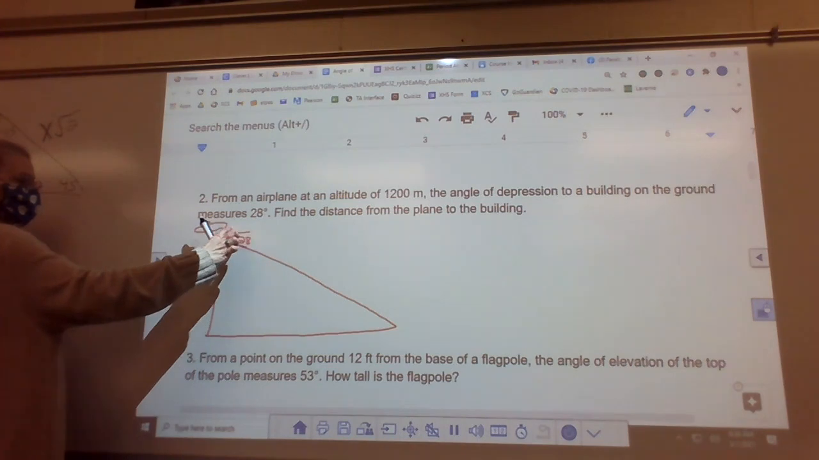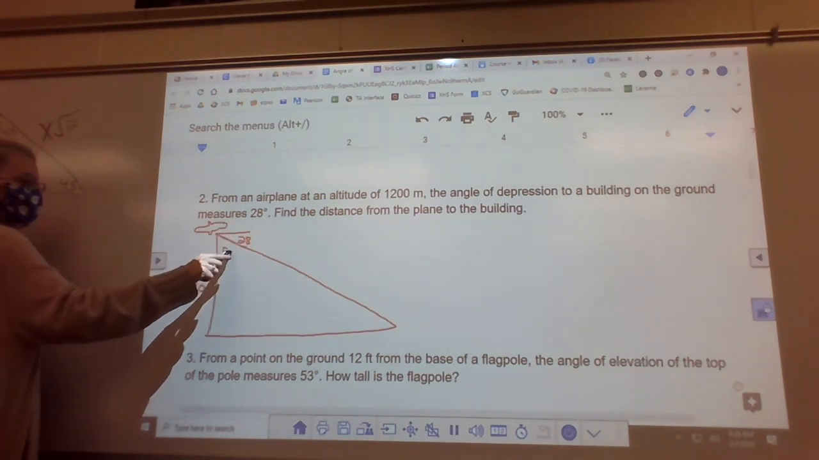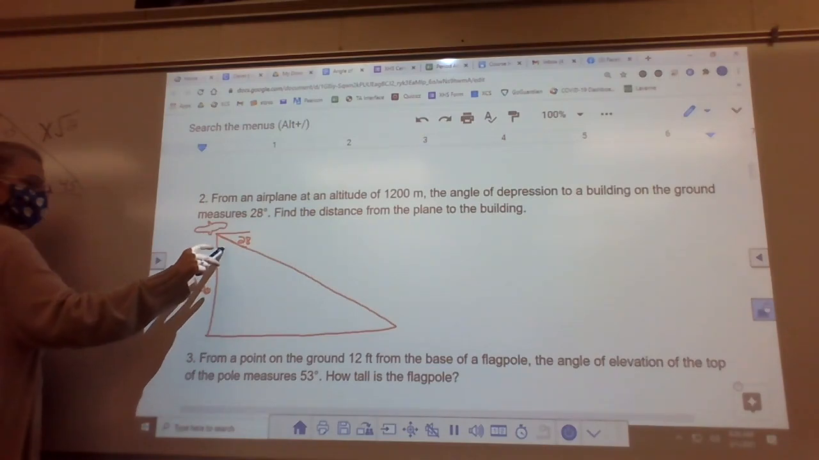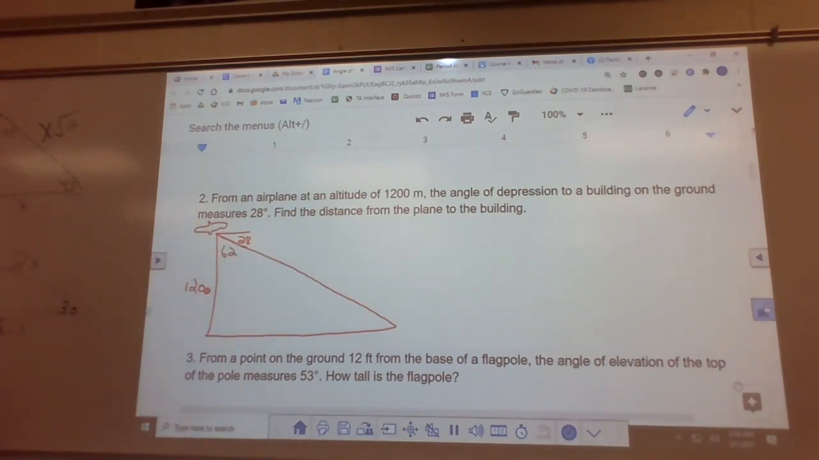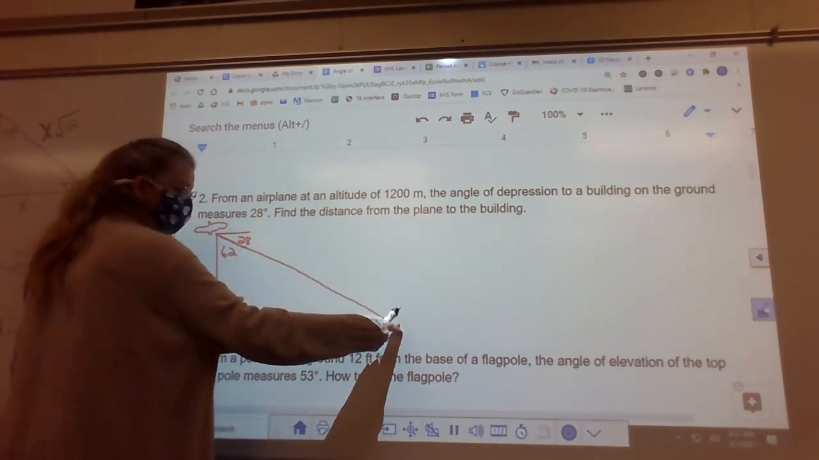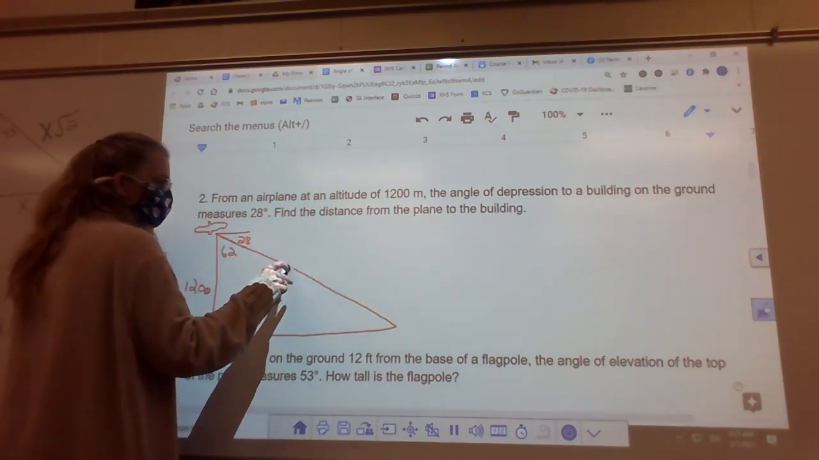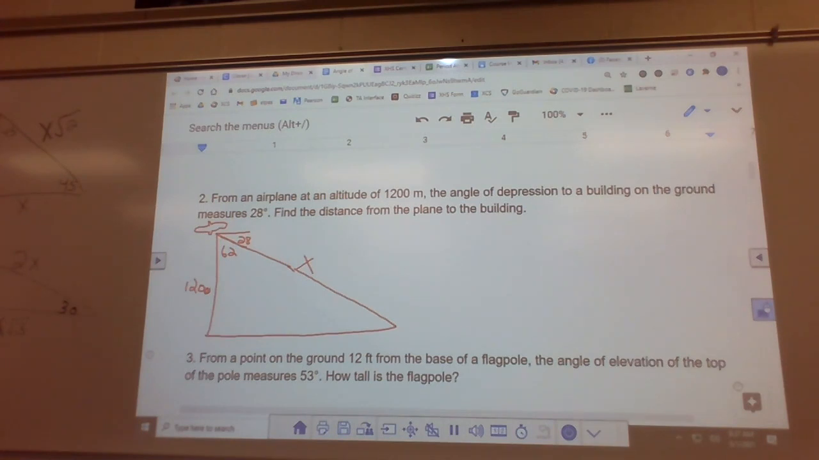Well, this whole corner is going to be how many degrees? 90. So if the corner is 90, I can take 90, subtract 28, and I get 62. So therefore, my angle inside the triangle is 62. So that's what makes that one a little bit tricky. Then it says find the distance from the plane to the building. So from the plane to the building, because the building was down here, that's the X, sorry. That's what I'm trying to find. Find the distance.